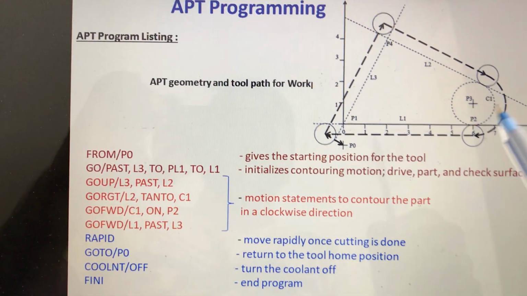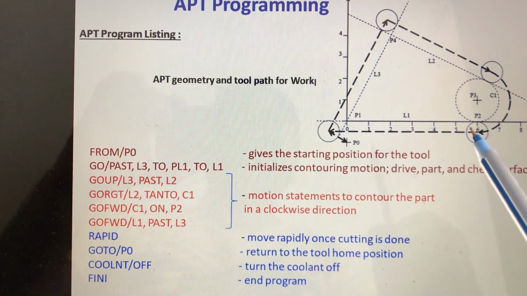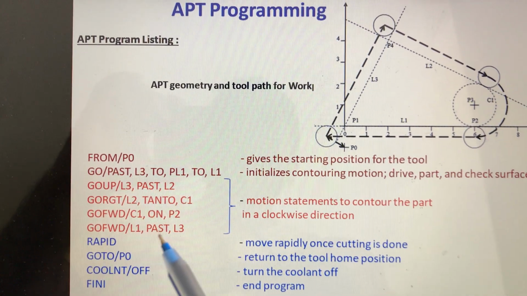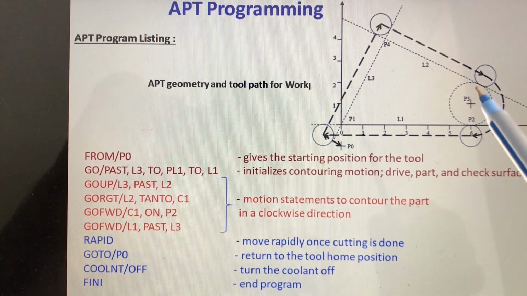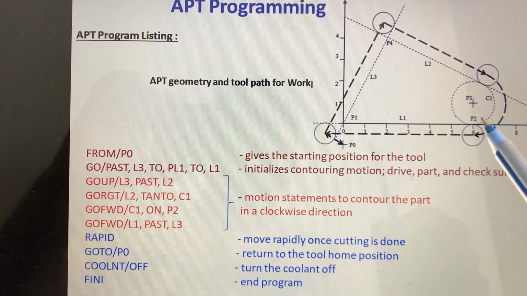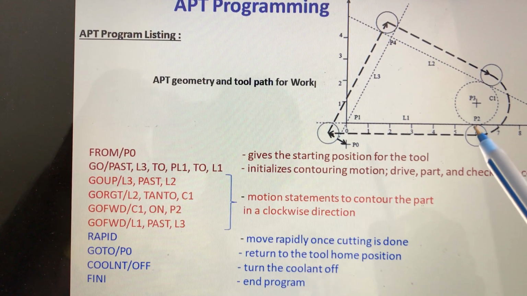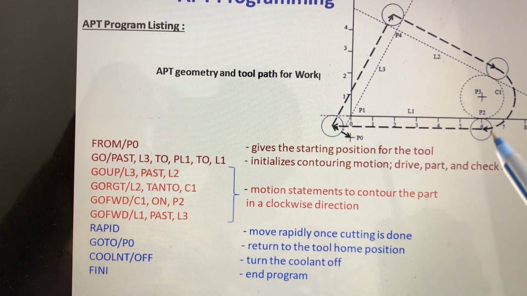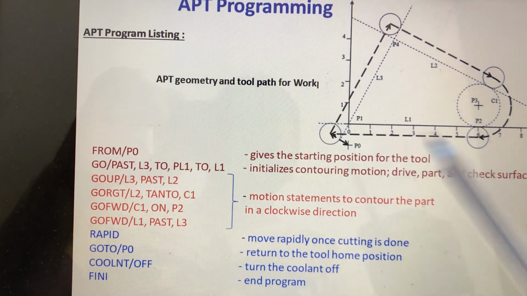slash C1. Forward where? Along C1. Go forward along C1 comma on P2. Okay, so go forward along C1 and stop on the point P2. You see here the tool axis is stopping here. Okay, these are the points.